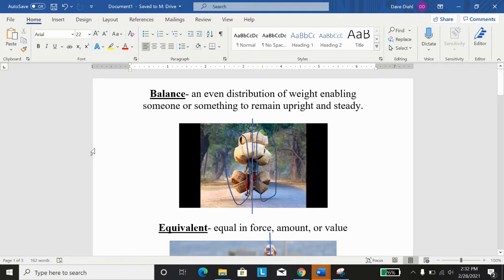In this video, we are going to learn how to write an equation from the balance problems we saw last week. Well, let's define balance first.